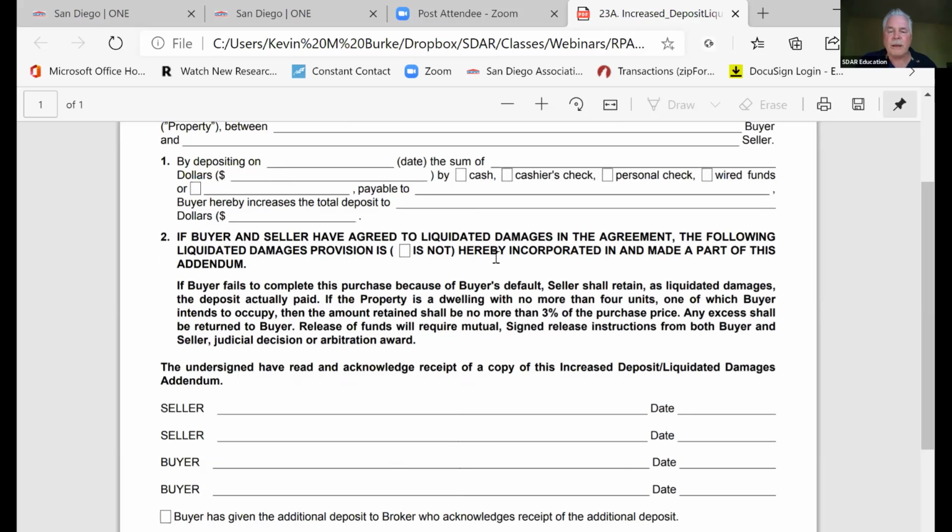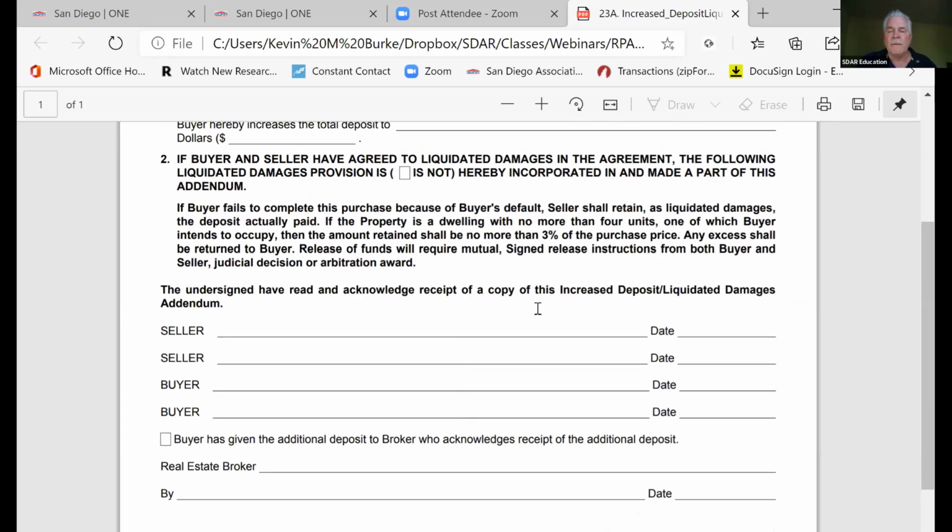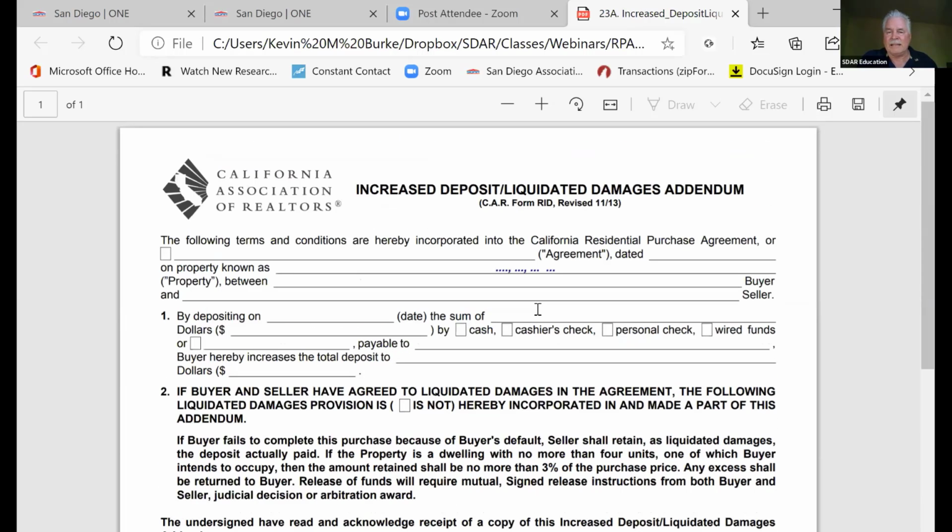And then here we've got paragraph number 2 that says that we want the liquidated damages provision either incorporated or not incorporated and made part of the addendum, okay? And so you see in here, same language that you saw before in the other part, and everybody's going to either want that liquidated damages or not want that liquidated damages. The reason we have the form is because the buyer may not want that to be subject to liquidated damages. The seller may not want it to be subject to liquidated damages. We're going to have to make a decision on that at some point, okay?